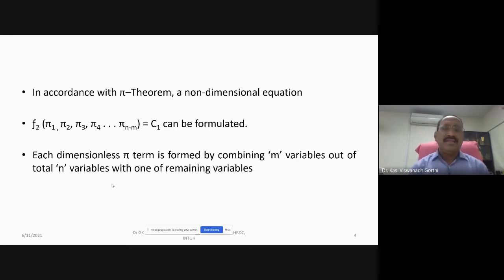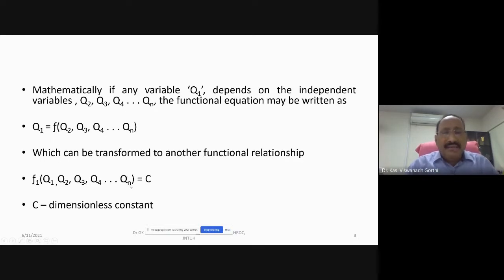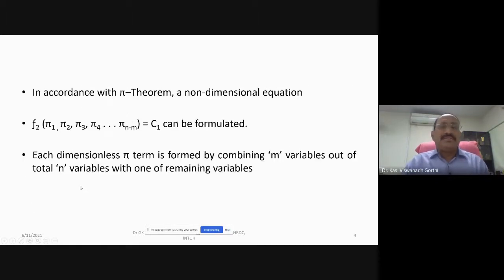This is a non-dimensional and homogeneous equation. How do you establish this non-dimensional equation? If there are n variables involved in a phenomenon, like q1, q2, q3, q4 up to qn, all these are the variables, either dependent or independent variables. There are a total of n variables involved in the phenomenon. And if all these n variables are described by using m fundamental quantities, then you will have n minus m number of pi terms.